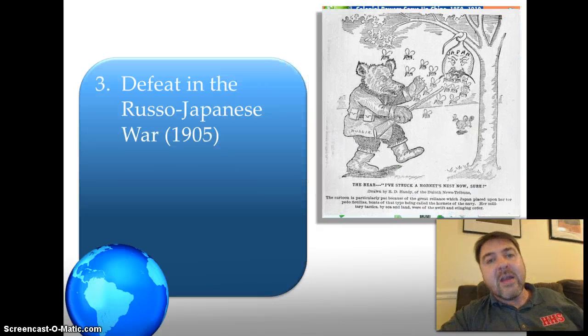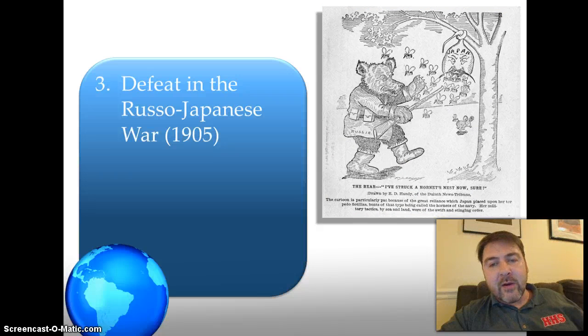In this cartoon from this period of time, we see Russia represented by the bear, and Japan represented by the hornets flying out of the nest here. And it's clear from the cartoonist's point of view that Russia isn't doing very well in this fight against the hornets.